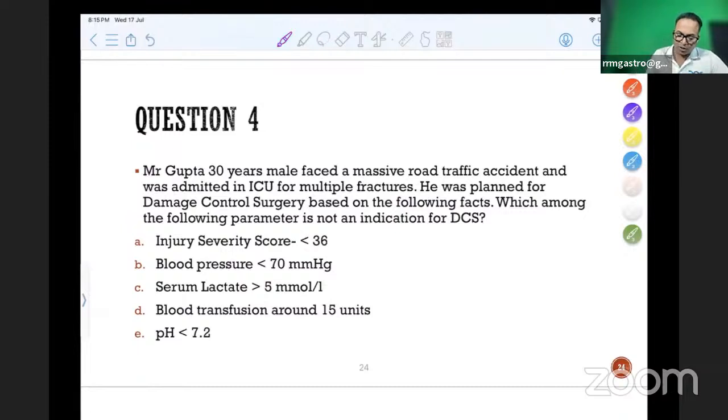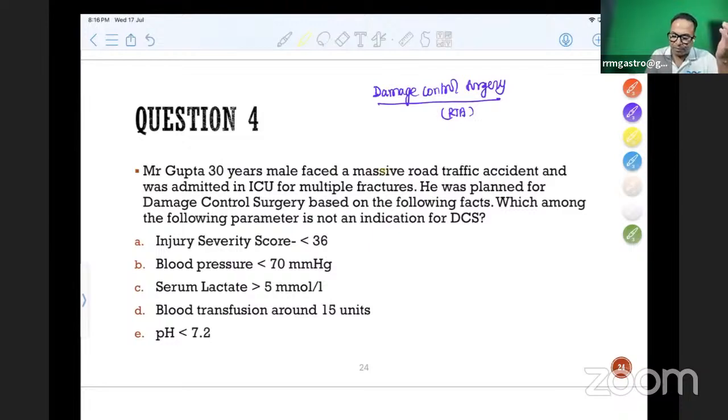Okay. So the fourth concept is related to damage control surgery. Damage control surgery is done in trauma, road traffic accidents. When a patient is having excessive bleeding or excessive sepsis, we control it as early as possible by a simpler procedure. That is what is called damage control surgery.